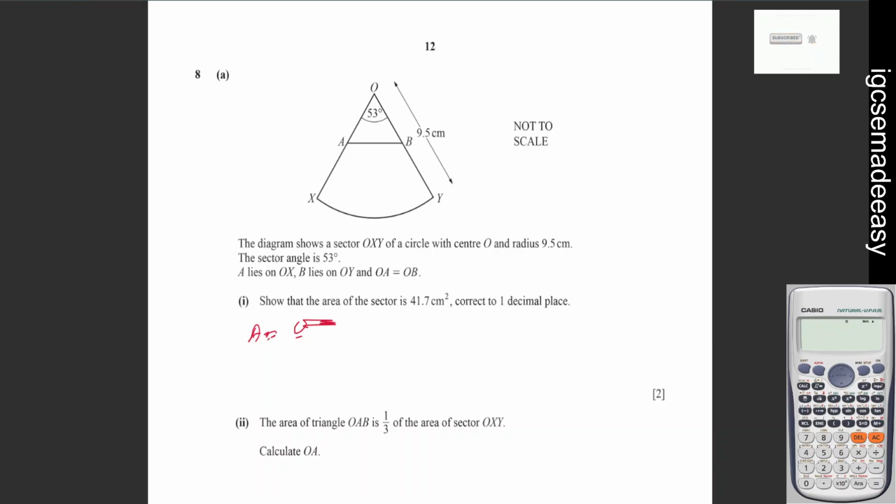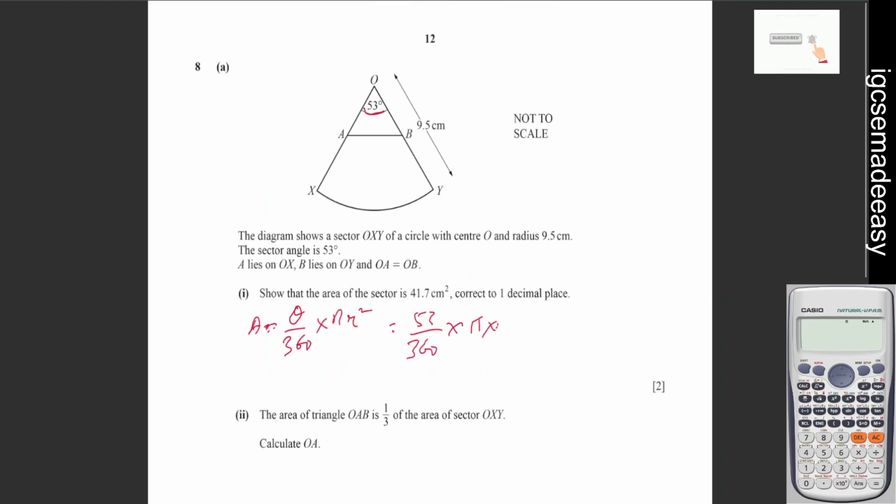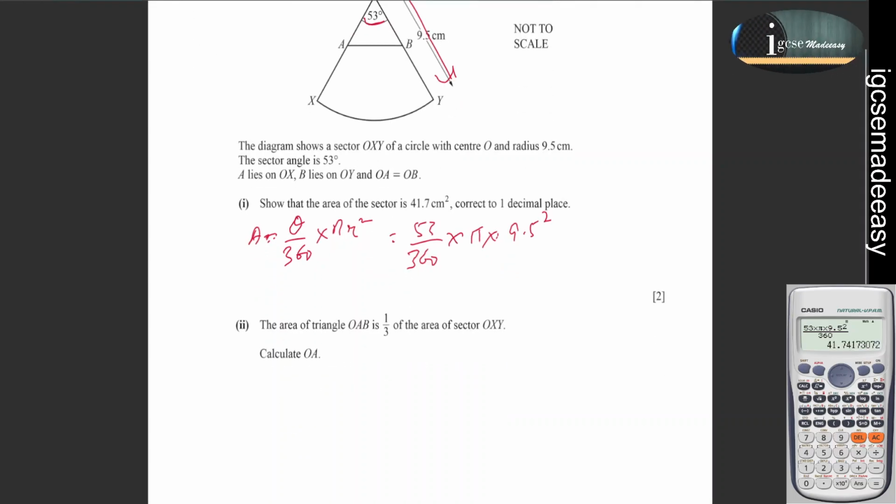Theta by 360 times pi r squared, that is the area of the sector, and theta will be this one, 53. So 53 by 360 times pi into r squared, r is 9.5. So 9.5 squared. We can use our calculator to solve this. So we can write it as 53 times pi times 9.5 squared divided by 360, that gives you the answer 41.74.